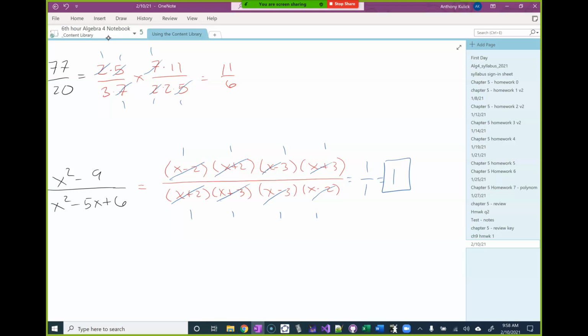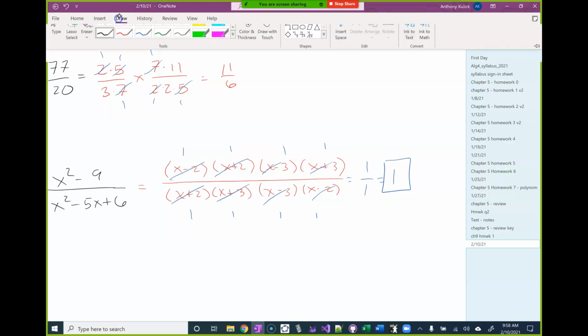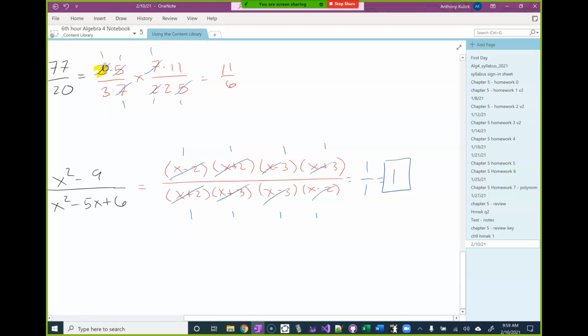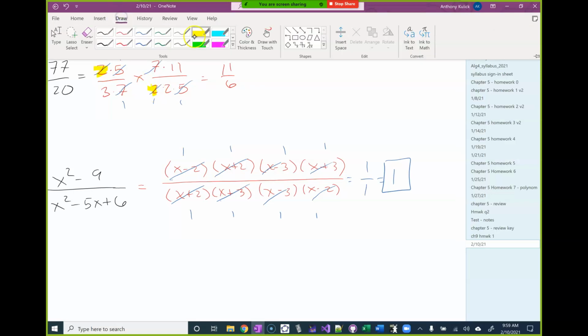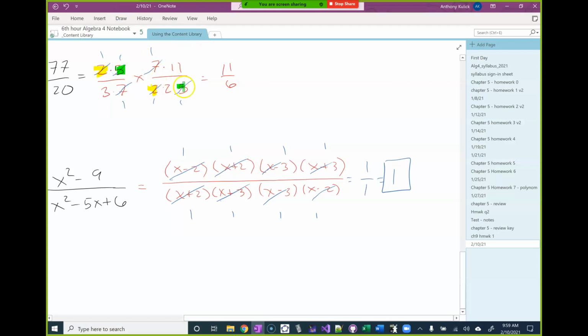I just can understand how you reduce the first one, like when you cross out the shift. So this 2 reduced with that 2, and then this 5 reduced with that 5. Just like this x minus 2 reduced with that x minus 2. Right?